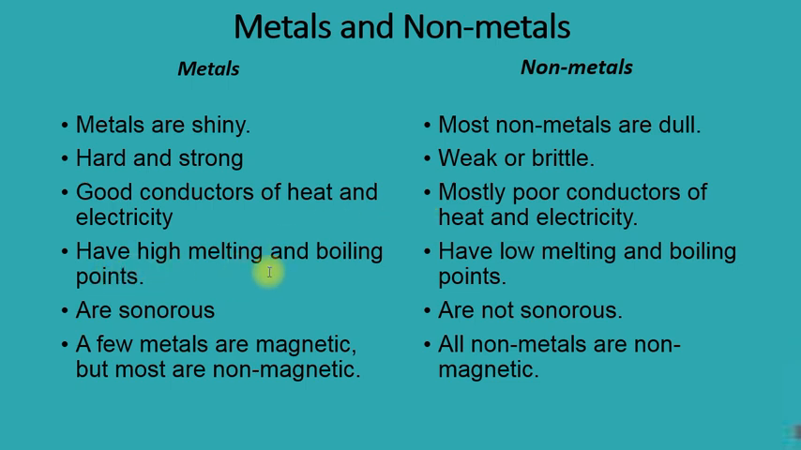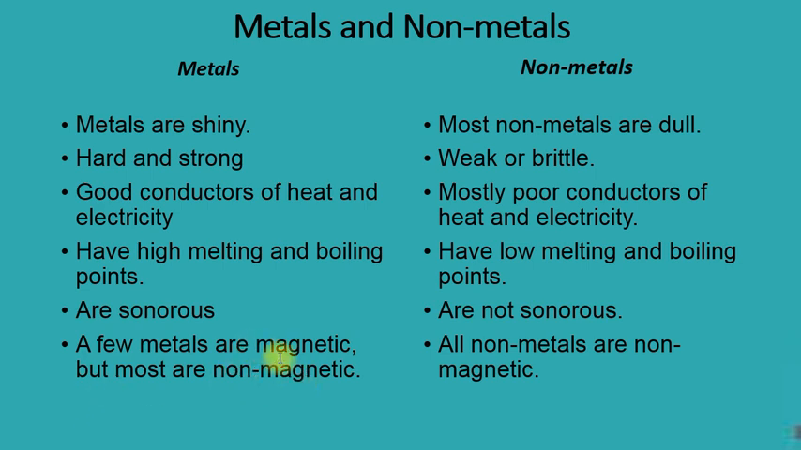Metals have high melting and boiling points. They can be melted or boiled at high temperatures. Non-metals have low melting and boiling points. Metals are sonorous and non-metals are not sonorous. What is sonorous? Sonorous means when you tap the metals, they produce a sound. And when you tap the non-metals, they don't produce sound, because most of the non-metals are gases, so they don't produce any sound. Few metals are magnetic, but most are non-magnetic.